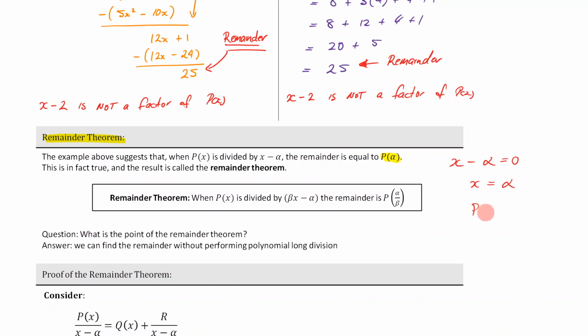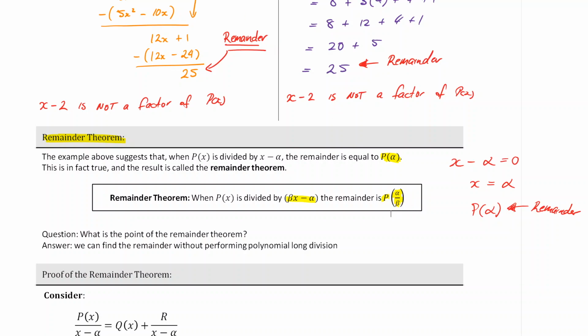And now, if we go p of alpha, we know that this result right here is going to give me the remainder. That's what that line there is saying. So this is in fact true, and the result is called the Remainder Theorem. And then we have a nice little description of it here. The Remainder Theorem: when p of x is divided by this, a linear expression, the remainder is going to be p of alpha over beta.